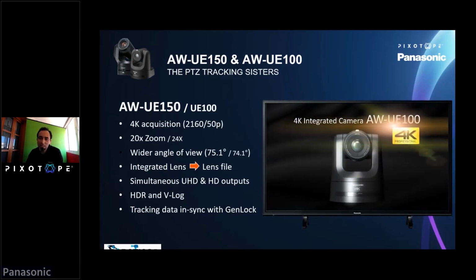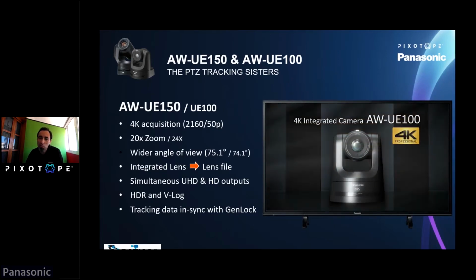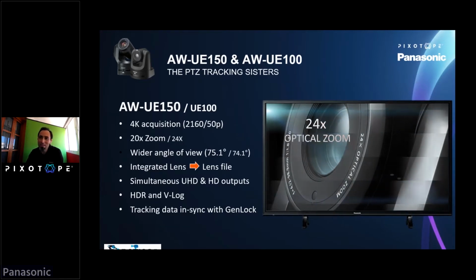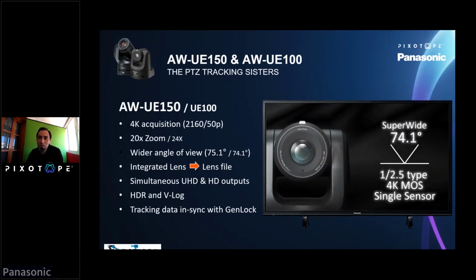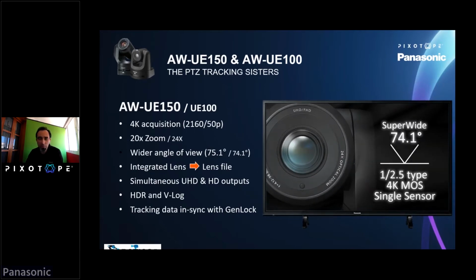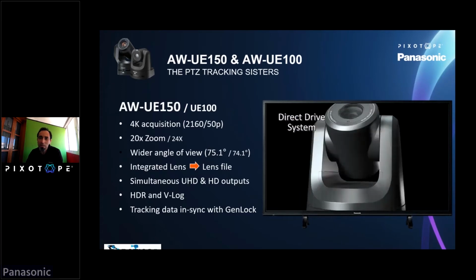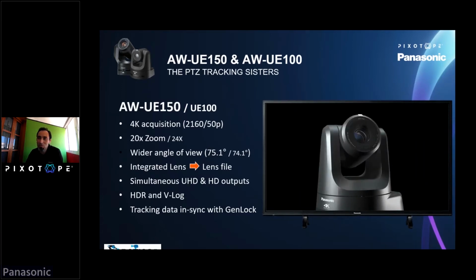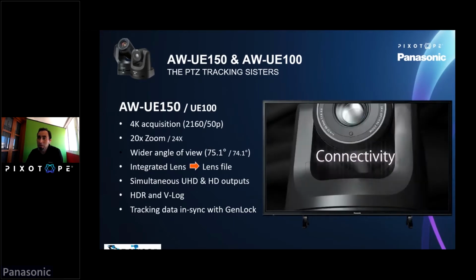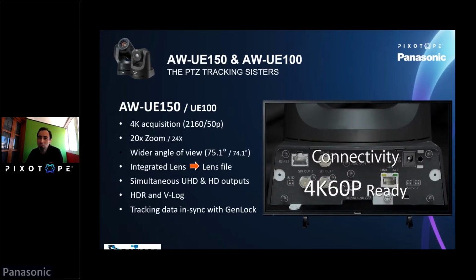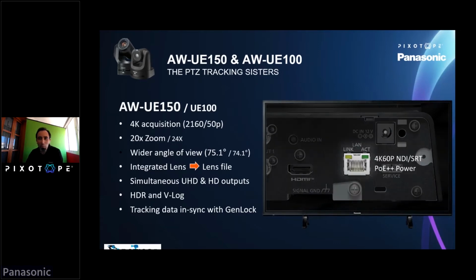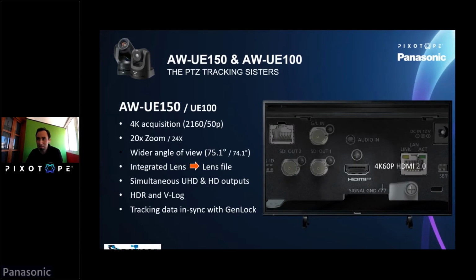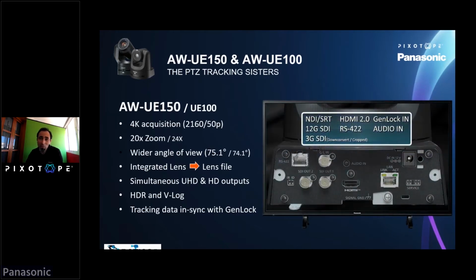The camera has a good balance between zoom and wide angle of view. So we can use the camera really far away and make use of the optical zoom, 20 times in case of the 150, 24 in case of the 100. But also we can put the camera really close to the action, really close to the talent. And thanks to this wider angle of view, there is no need for external converters. I think the camera now offers both possibilities in a really integrated way.